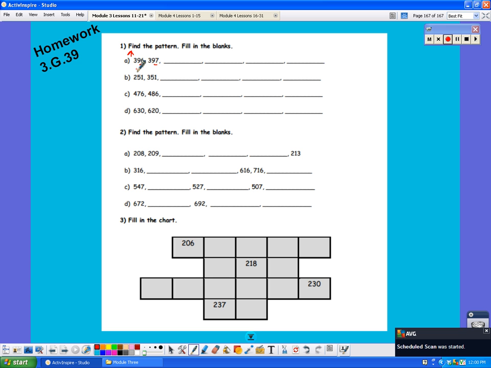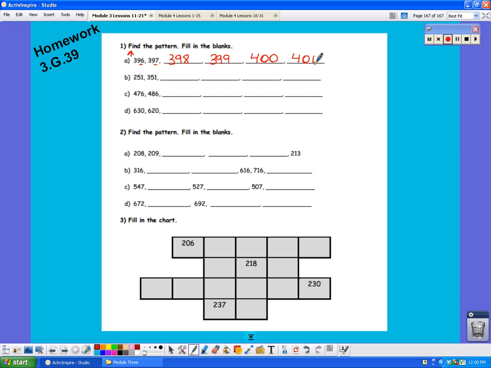So 396, 397, 398, 399, 400. And then one more than 400 is 401. So we crossed over 100 to count up to 401, and we counted up by ones. Let's look at letter B.